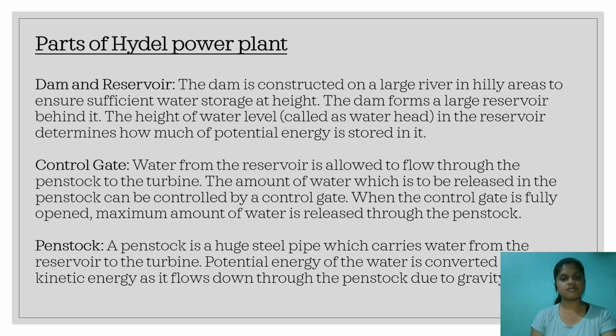Control gate. Water from the reservoir is allowed to flow through the penstock to the turbine. The amount of water released into the penstock can be controlled by a control gate. When the control gate is fully opened, the maximum amount of water is released through the penstock.